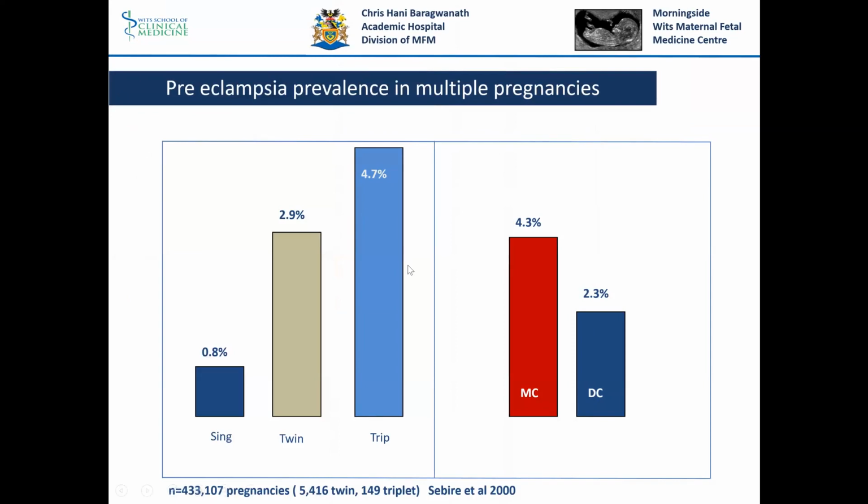So I said earlier something about multiple pregnancies. We know that with multiple pregnancies, twins and triplets, the risk of having high blood pressure and preeclampsia increases. And again, in the comparison between monochorionic and dichorionic twins, you see the monochorionic twins have double the risk of dichorionic twins.